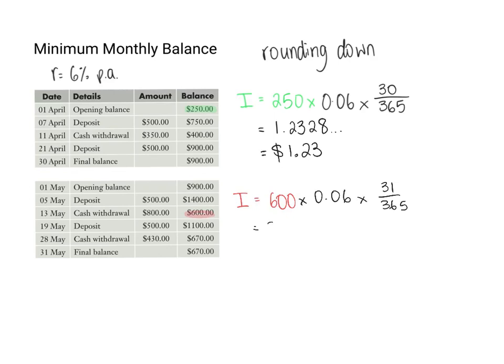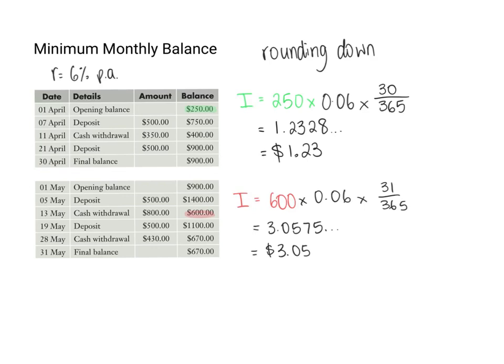And that gives us 3.0575. Now, in this case, generally we would normally round that up, but we always round it down because of the bank situation. So it's going to be $3.05. So all you need to do, minimum monthly balance isn't too tricky.